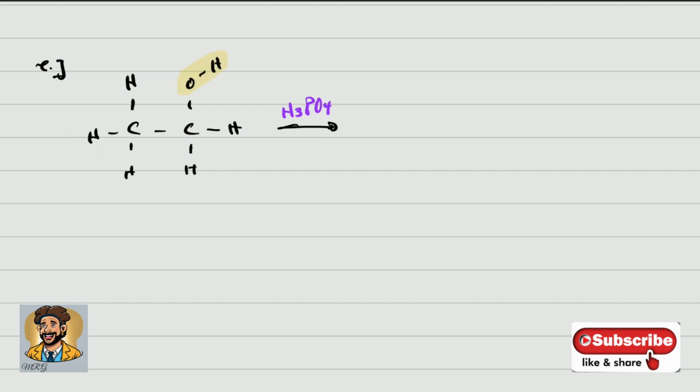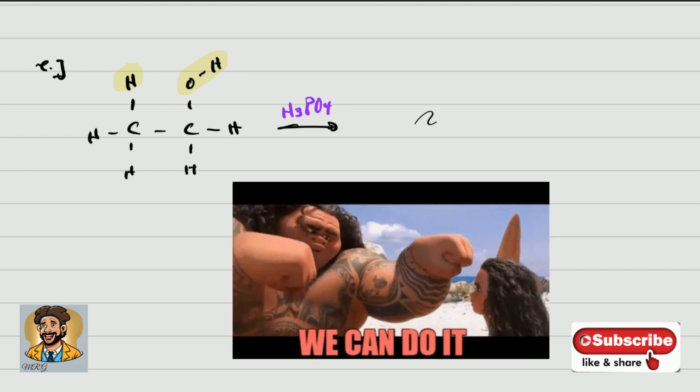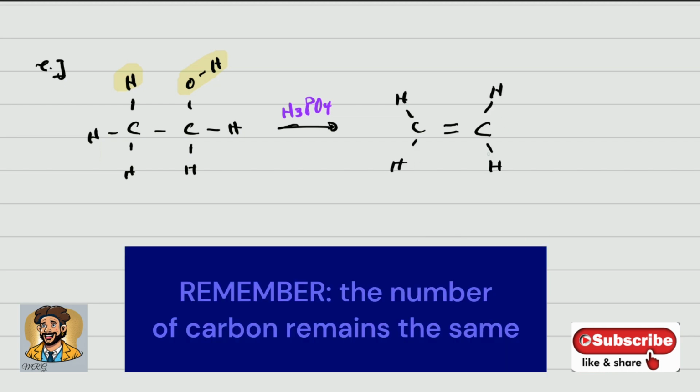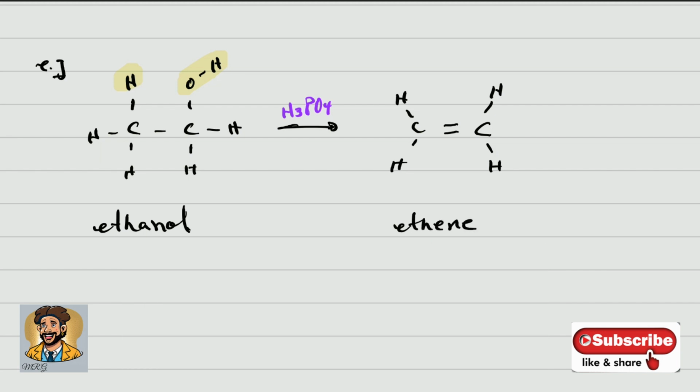Now what is going to happen? The OH is going to be detached from the carbon and one hydrogen, that in other words is water. So it's quite simple. As a result, an alkene with two carbons will be formed. Once more, remember the number of carbons remains constant. You have here ethanol, you will have here ethene. Okay, but what is missing here? The water.